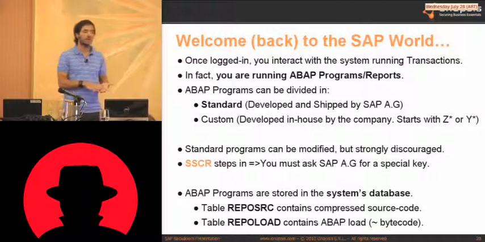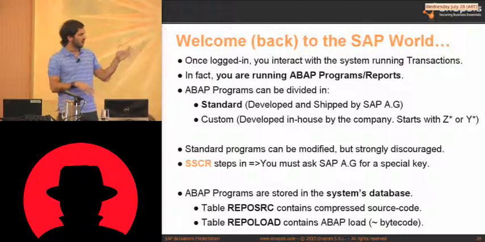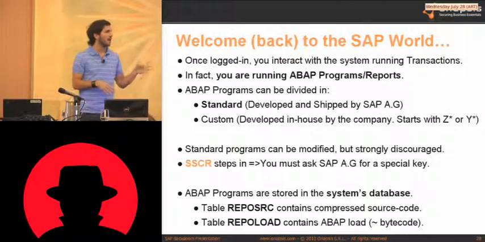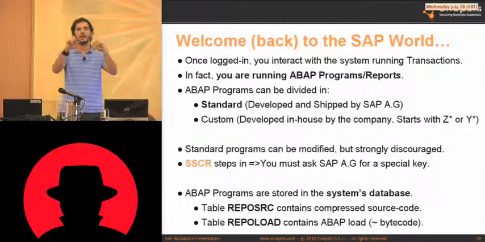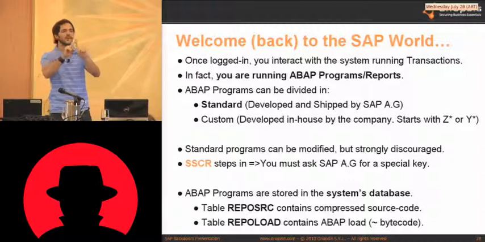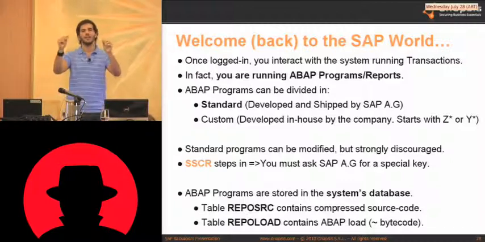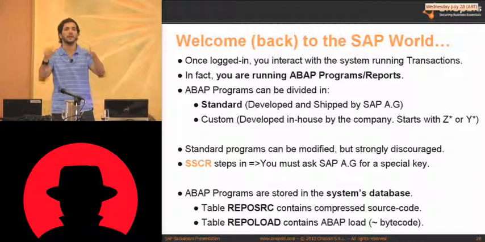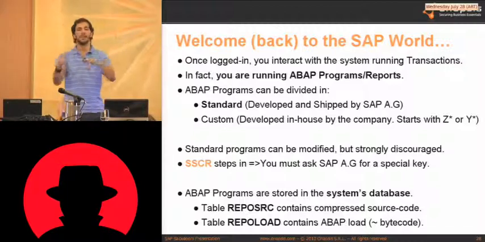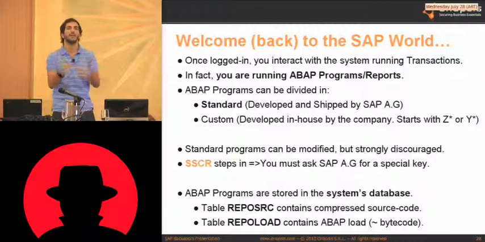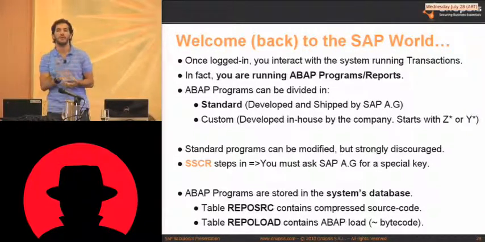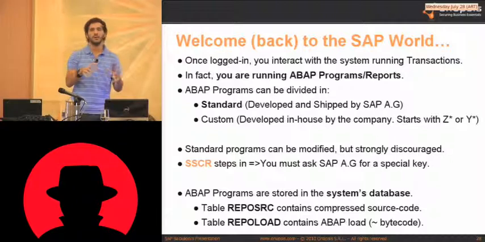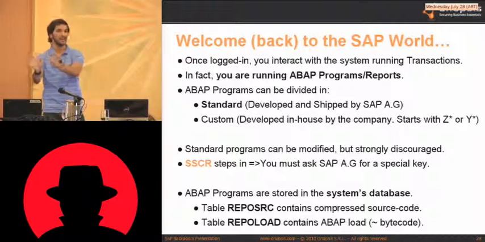Even so, if you want to do that, a special procedure called SSCR will step in and ask you for a special key. If you want to modify a program, there will be a pop-up that says, okay, you are trying to modify this program ID, send this serial number to SAP, and they provide you a key that you type in, and then you are allowed to modify it. This way, SAP keeps track of what you modify, and if you have any support issue, they will tell you it's your problem now.